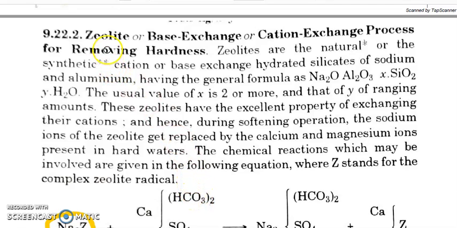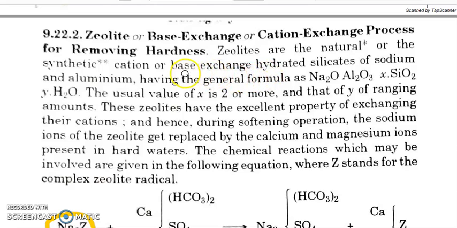Now let's discuss the zeolite softener. This is also called the base exchange or cation exchange process. This is used for the removal of permanent hardness. Now these zeolites which are used as cation exchange resins are either natural or they can be synthetic also.